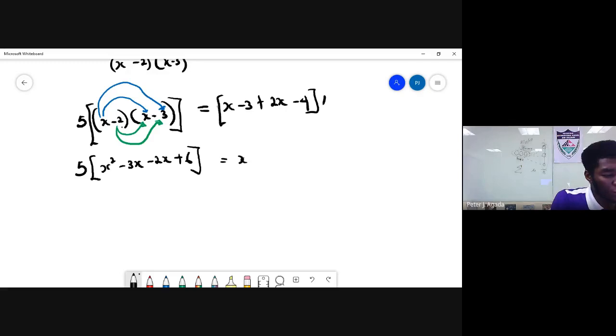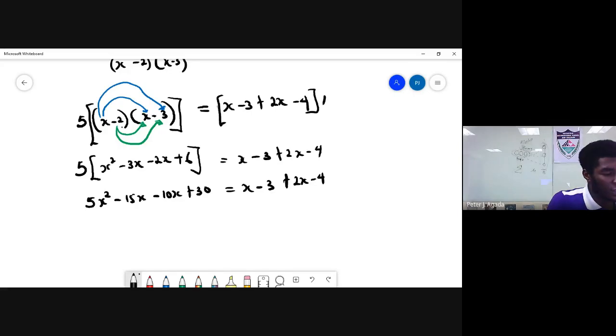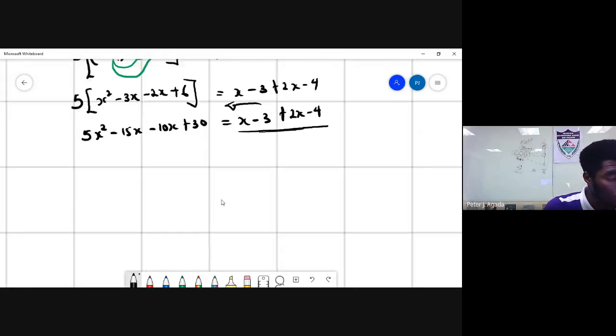This equals to everything multiplied by 1 is just by itself. So I'll just replicate the same thing here. So now we can have all of this multiplied by 5. So I can have 5x squared minus 15x minus 10x plus 30 is equals to my x minus 3 plus 2x minus 4. Next, all I can do now is to shift this equation to the other side. I can move all this equation to this side so I can have my proper quadratic equation. That means my reduction is actually complete, and I can go ahead and solve my equation as my quadratic equation.